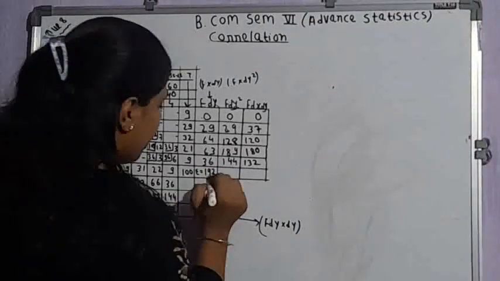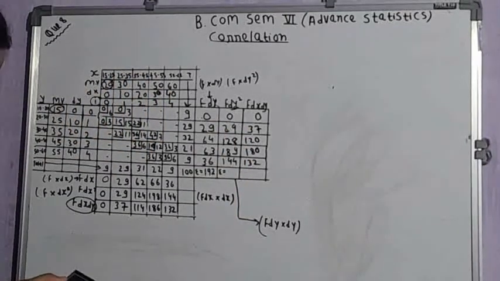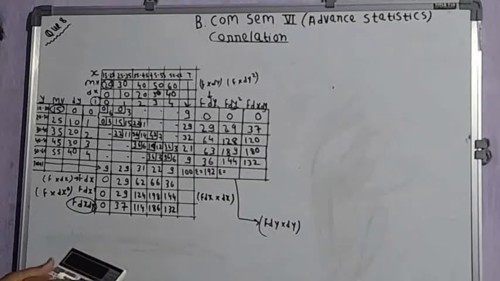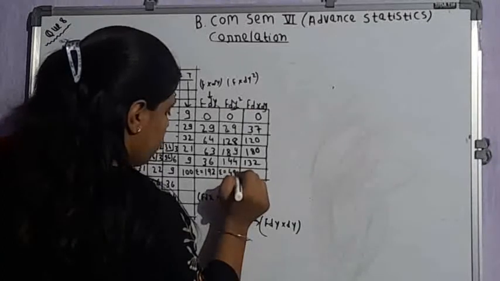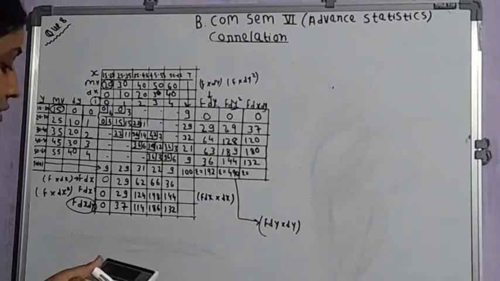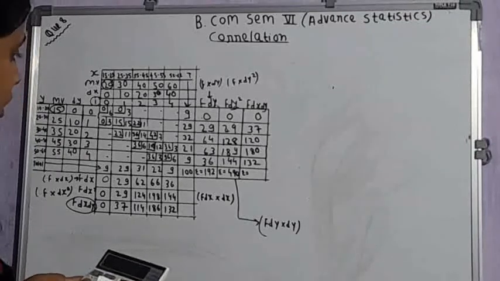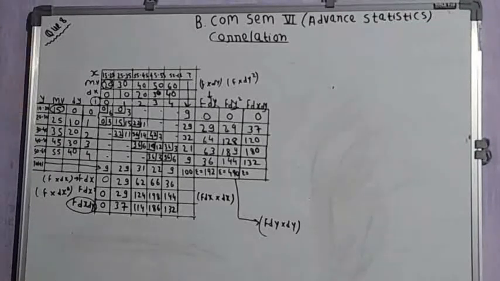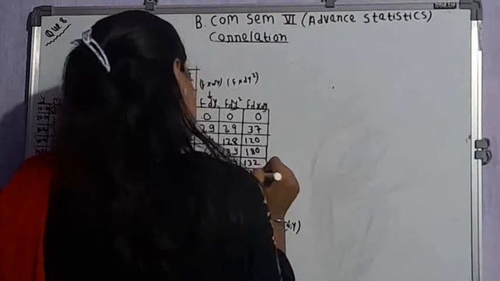Then summation f dy square. We have to make addition of all these numbers, that is 29 plus 128 plus 189 plus 144. It will come to 490. So here we will write summation f dy square is equal to 490. Then summation f dx dy: 37 plus 120 plus 180 plus 132 will come to 469. So summation f dx dy is equal to 469.